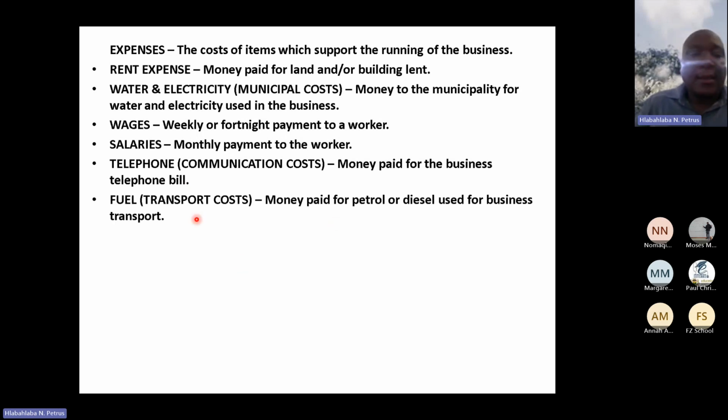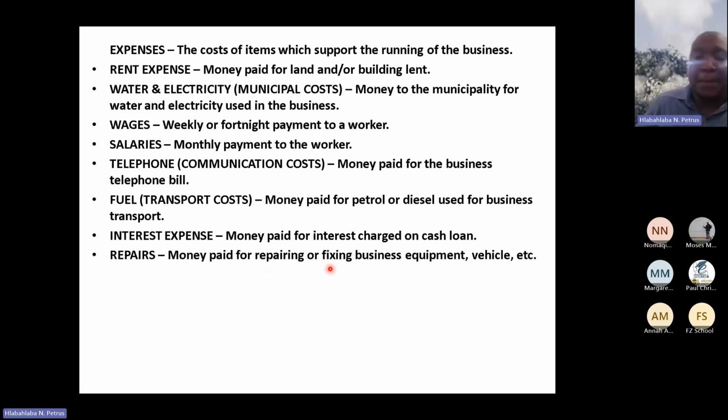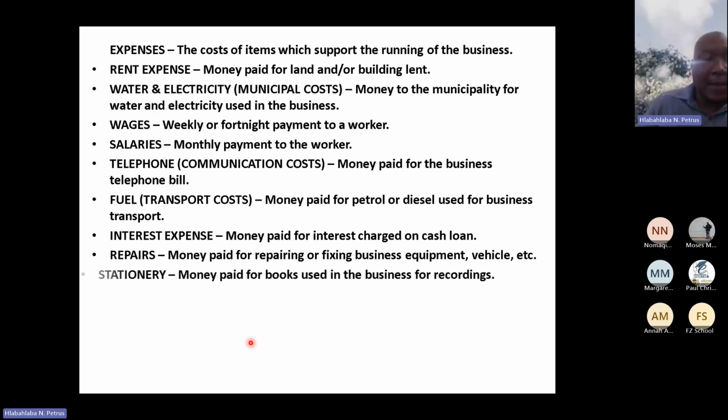And then fuel, you remember I've mentioned that we have vehicles. Those vehicles must be filled with petrol so that they can run, or diesel. So money paid for petrol or diesel used for business transport. And then interest expense, money paid for interest charge on cash loans, because if you took a loan, you're expected to pay interest. Repairs, money paid for repairing or fixing business equipment and vehicles, because sometimes our vehicle tends to be broken, or if someone fixes the tire, if we have a puncture, then that person is expected to be paid. So it falls under the repairs.